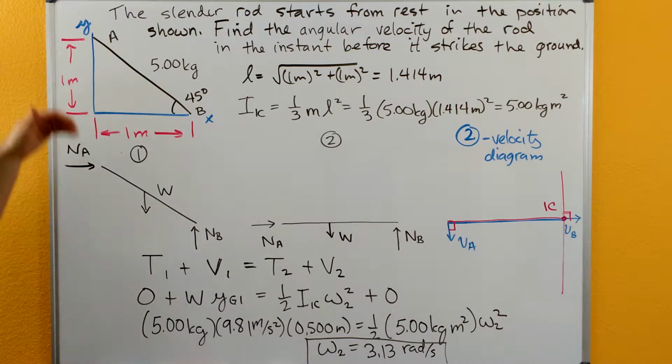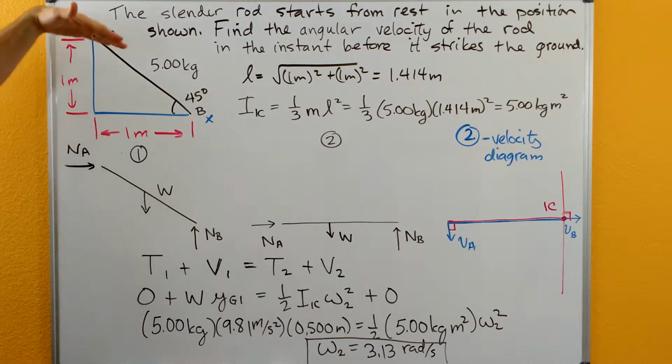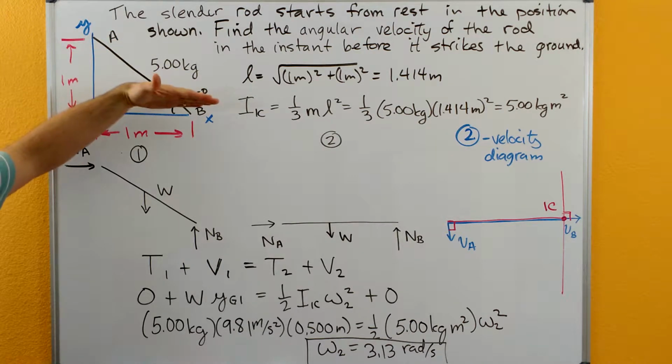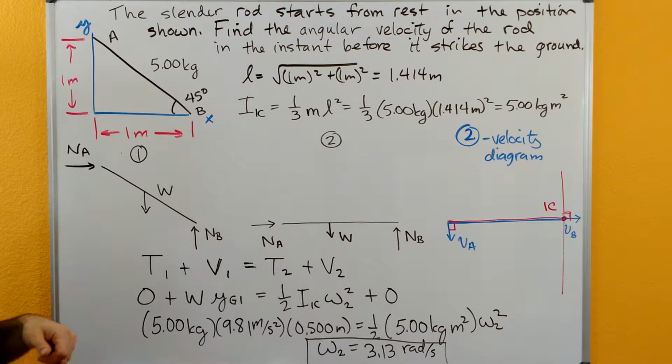And so we want to find out the angular velocity of the rod in the instant before it slides all the way down and strikes the ground. We want to find that angular velocity, and the rod is going to be starting from rest.